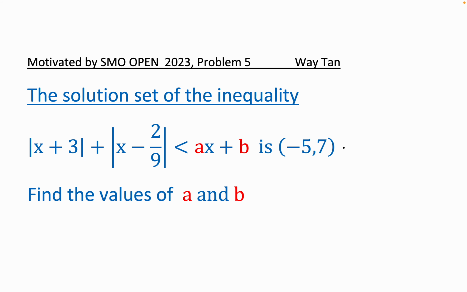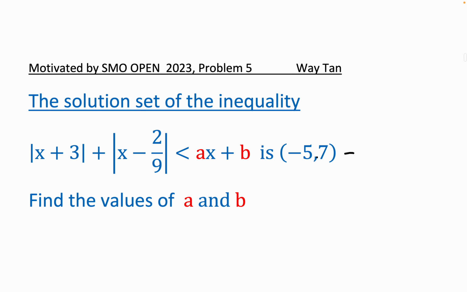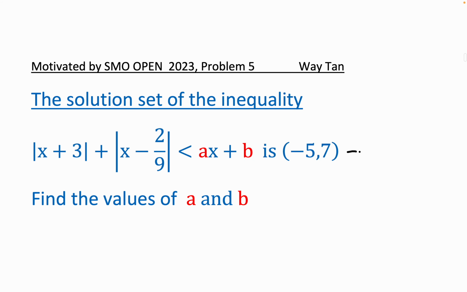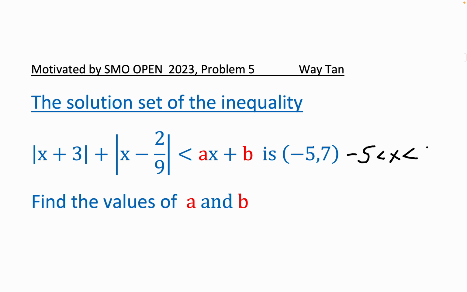Problem where we're actually given the solution set of an inequality. And I use this notation right here, minus 5 comma 7. That means just the open interval minus 5 less than x less than 7. That's just a shorthand way of saying that any number between minus 5 and 7 is in the solution interval, the solution set.